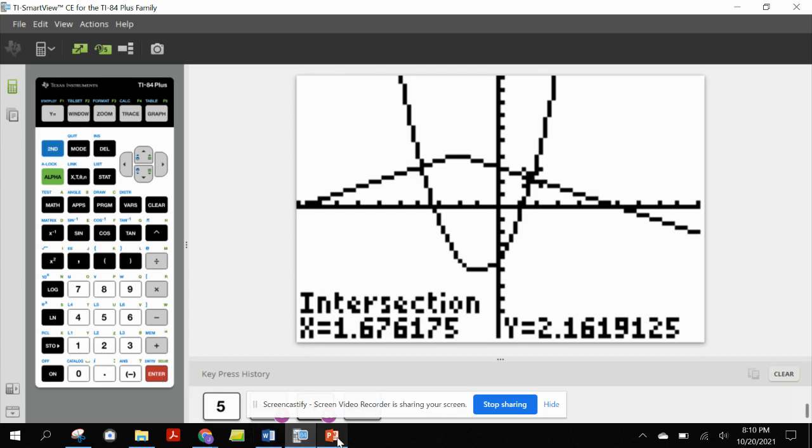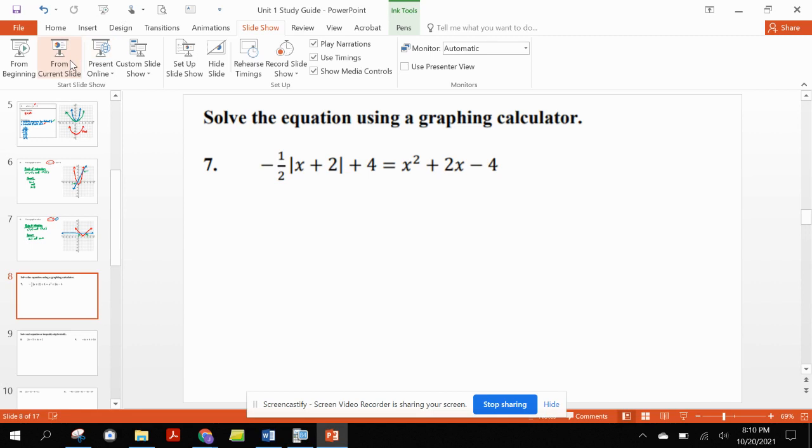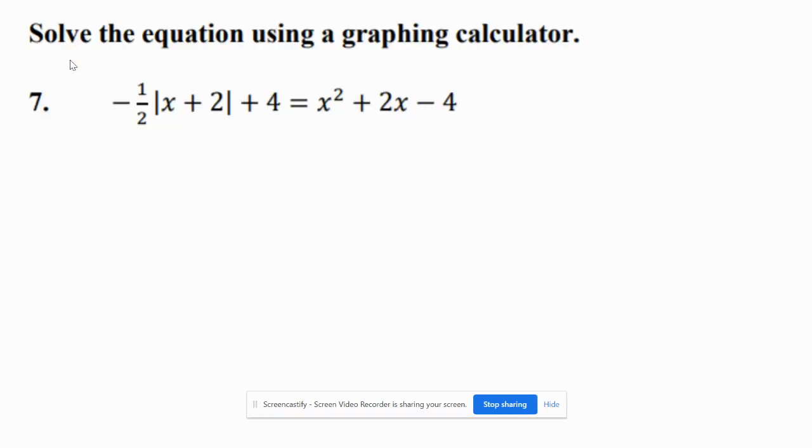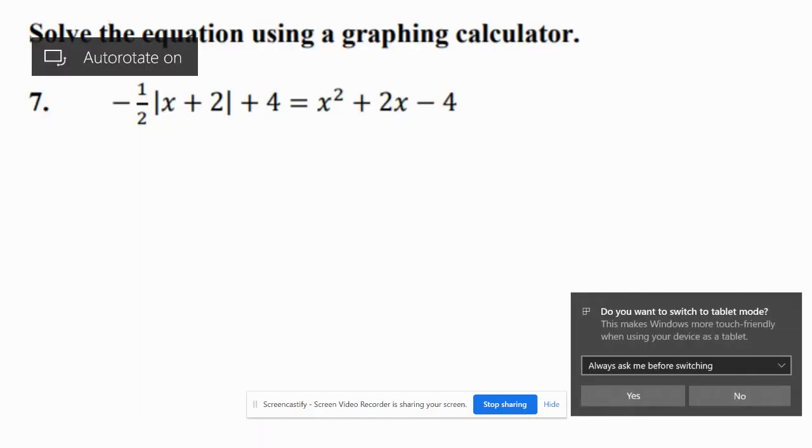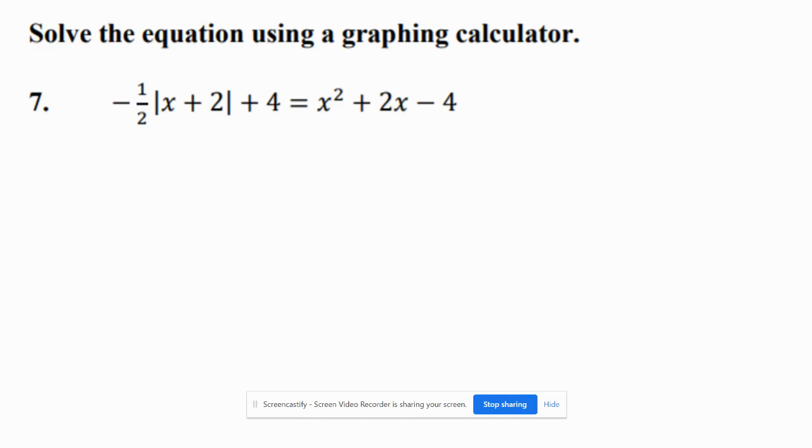Okay, go back to the PowerPoint. And I'll just write down the answers I said. So the 2 answers were x is equal to -3.8 and x is equal to 1.7.